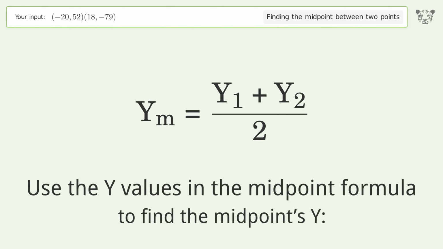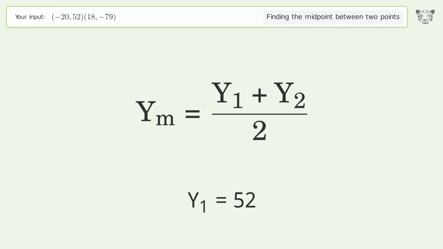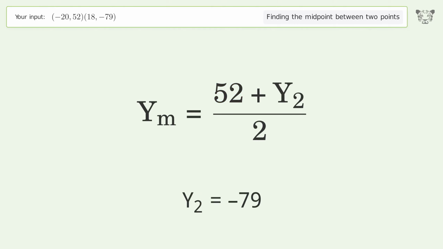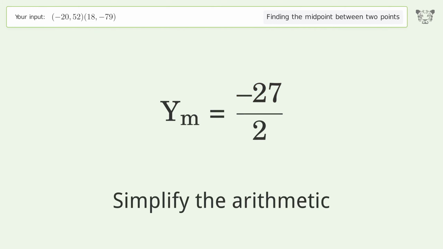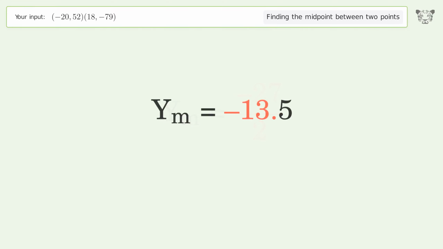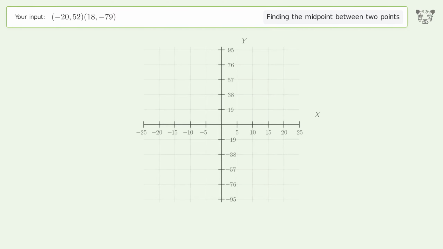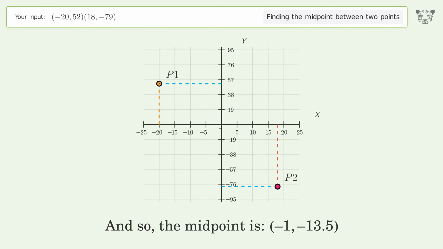Use the y values in the midpoint formula to find the midpoint's y. y1 equals 52. y2 equals -79. Simplify the arithmetic. And so, the midpoint is -1, -13.5.